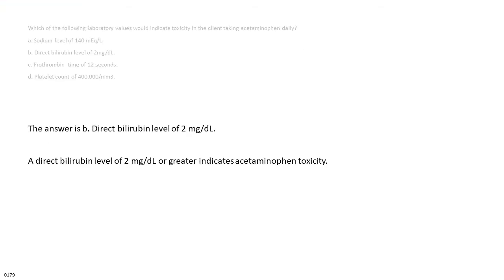The answer is B. Direct bilirubin level of 2 mg per deciliter. A direct bilirubin level of 2 mg per deciliter or greater indicates acetaminophen toxicity.